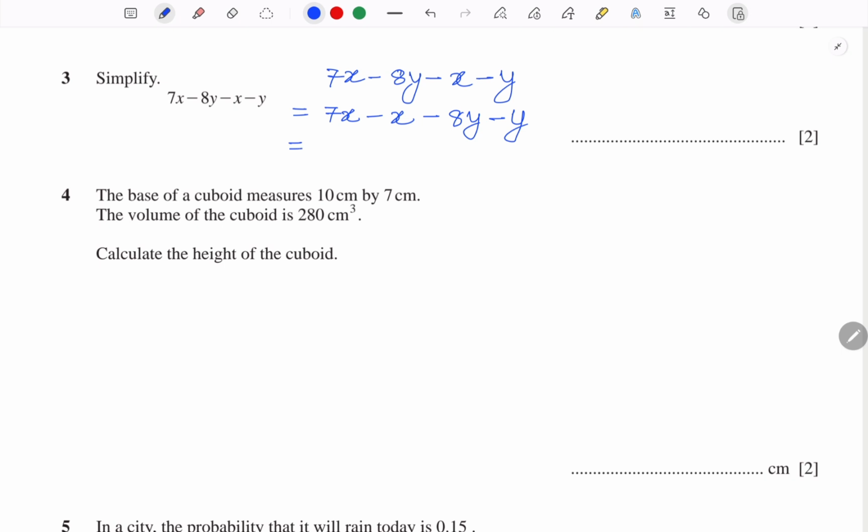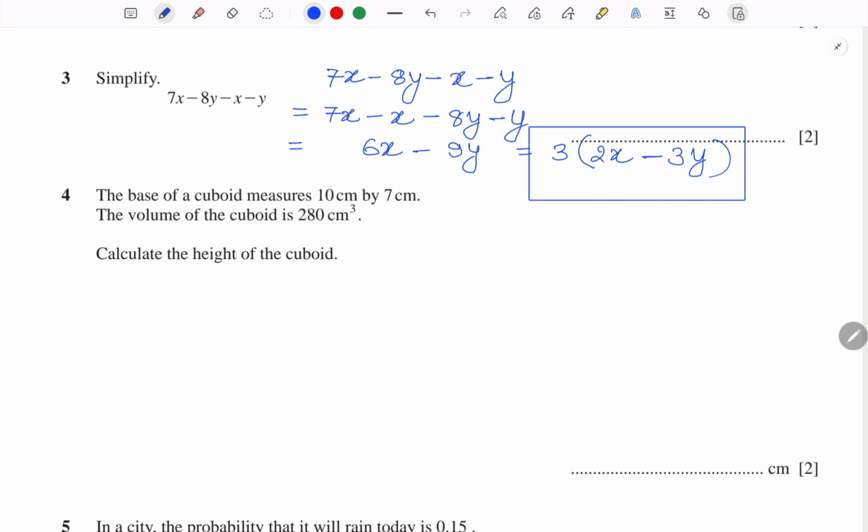If we do that, we will easily be able to see that when we subtract 1x from 7x, it will give you 6x, and then minus 8y minus y will give you minus 9y. Here, I think we can factor out 3, and if I put 3 outside, we will place a bracket. Then here it will be 2x, and with the negative sign, you can write 3y, okay? So this is the simplified version of this expression, and that is our solution for this question.